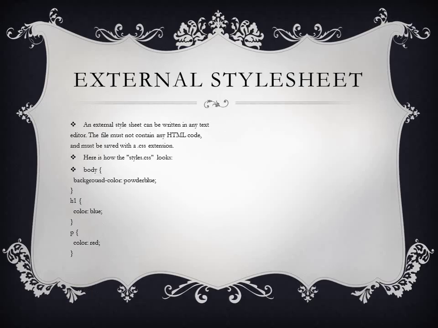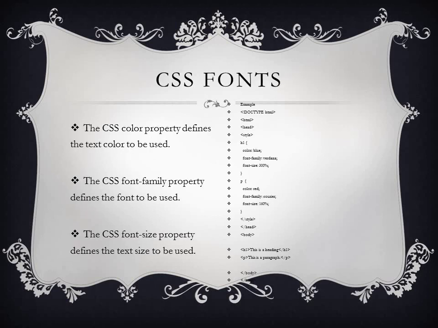An external style sheet can be written in any text editor. The file must not contain any HTML code, and must be saved with a .css extension. Here is how the styles.css looks. The CSS color property defines the text color to be used. The CSS font-family property defines the font to be used. The CSS font-size property defines the text size to be used.